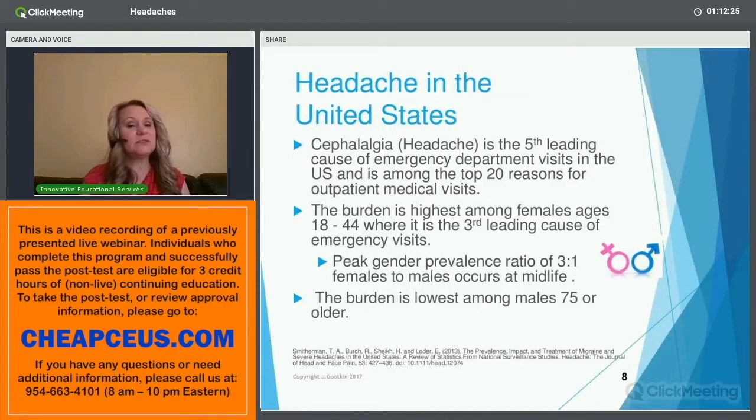And another trend that they're seeing among all these different studies is the incidence is significantly greater in females than males. It's 3 to 1. And all the ladies here, right, we're like, yes, we are under much more stress.